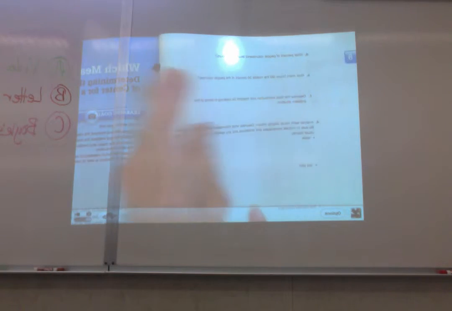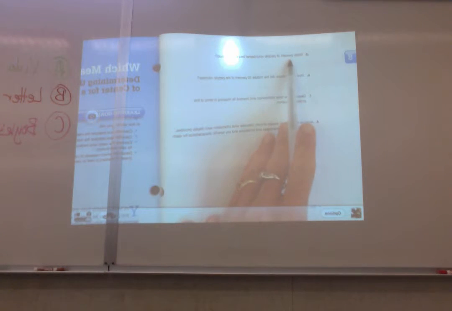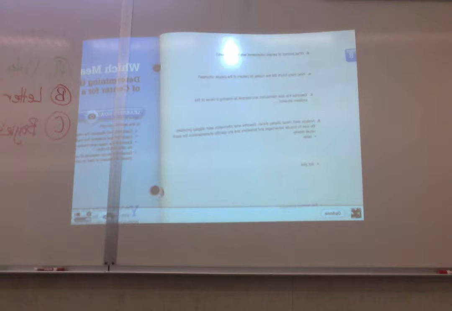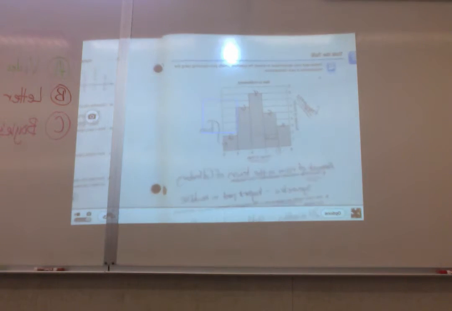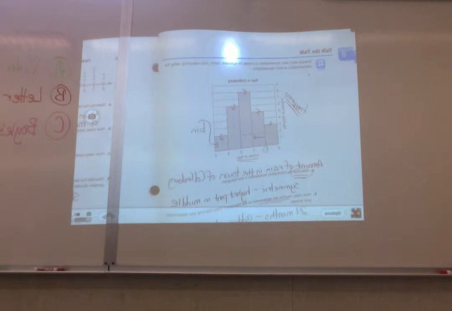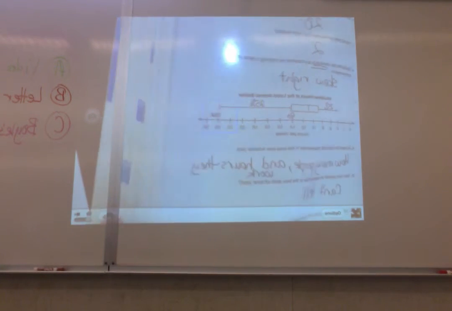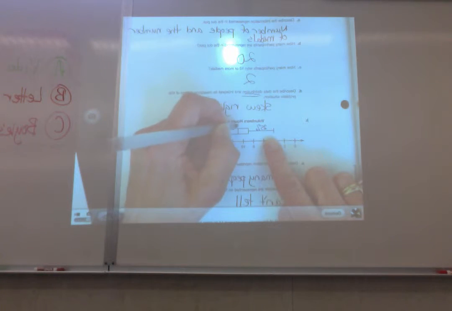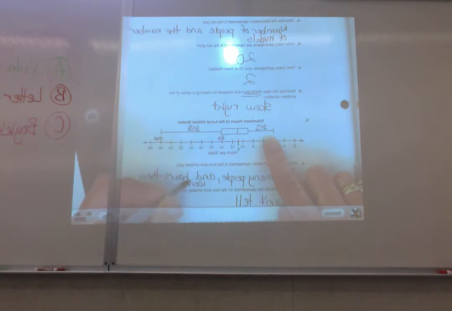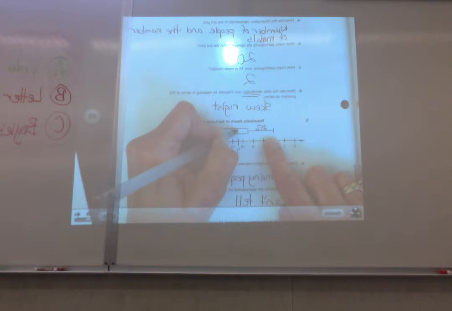Okay, D. What percent of people volunteered less than 11 hours? Go find it. Less than 11 hours. 37.5%. Wait, hold on. Okay, look at this. 11 is probably going to be right about here. That looks like it's lining up with the median. Yeah. Okay, so what percent is less than the median? 50.